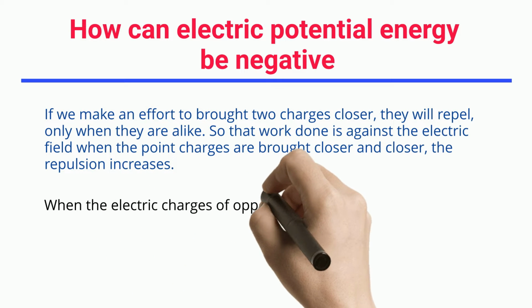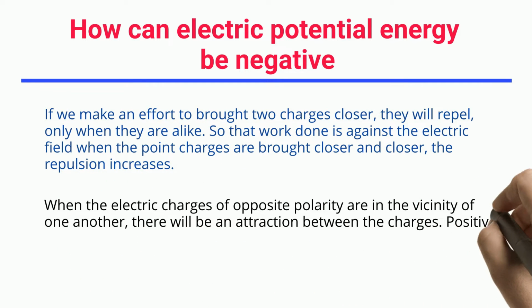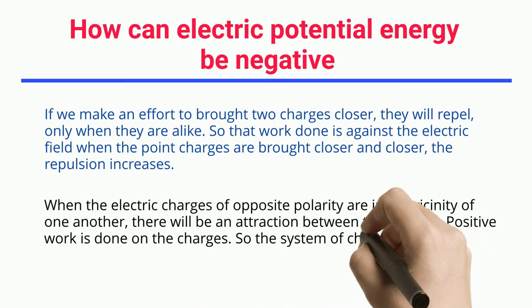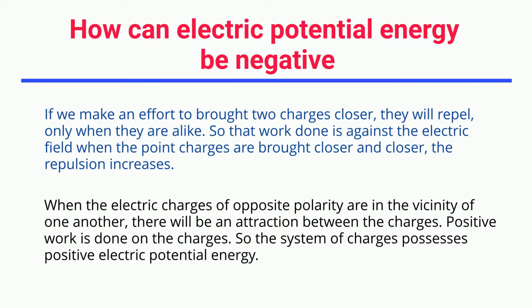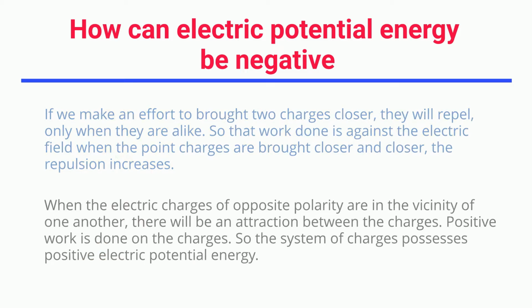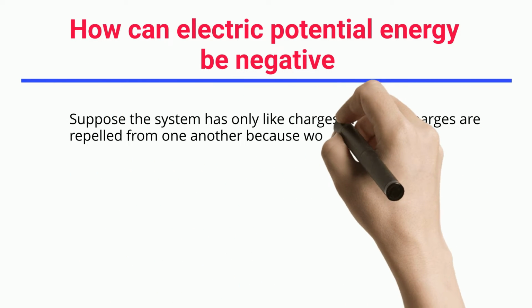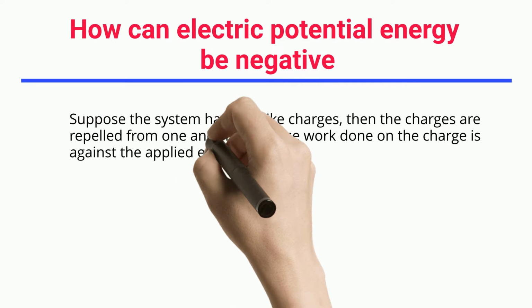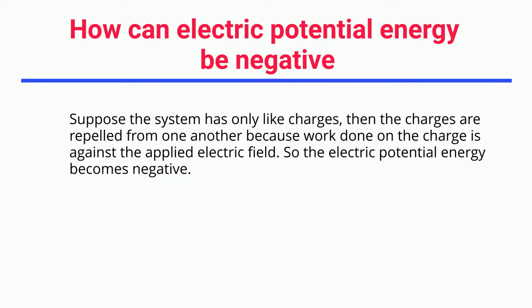When the electric charges of opposite polarity are in the vicinity of one another, there will be an attraction between the charges. Positive work is done on the charges. So the system of charges possesses positive electric potential energy. Suppose the system has only like charges, then the charges are repelled from one another because work done on the charge is against the applied electric field. So the electric potential energy becomes negative.